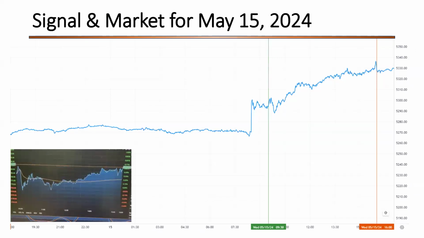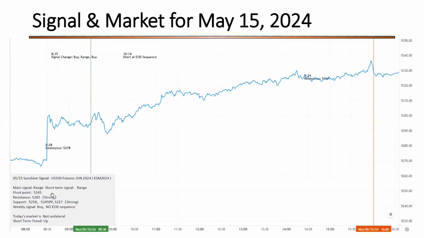On May 15th, CPI released at 8:30 a.m. Again, on these event days, I don't look at the reference chart too much, and I look more at the price action. So upon release, right here, you get an immediate move up. Let's take a look at the signal. We have range buy, which is unchanged from the closing signal from the day before.